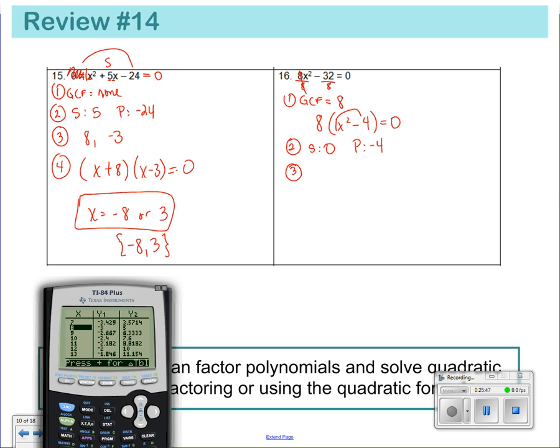I need two factors. What are two numbers that multiply to give you -4, but add to give you 0? That's 2 and -2. I got a little ahead of myself. We're going to rewrite this in factored form.